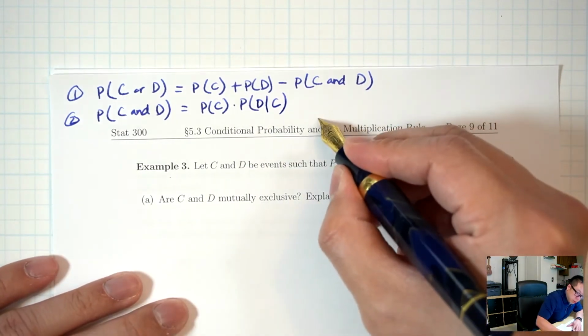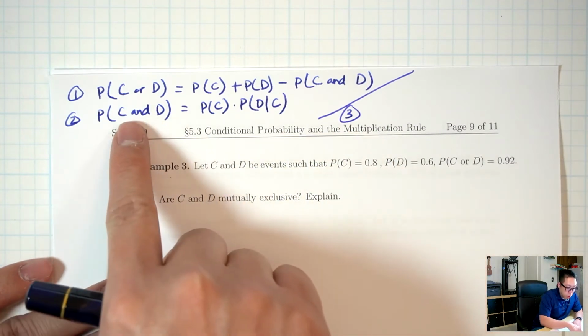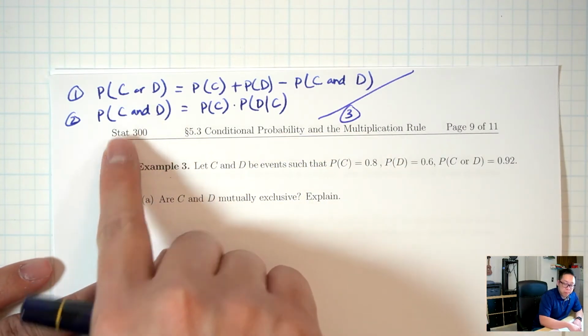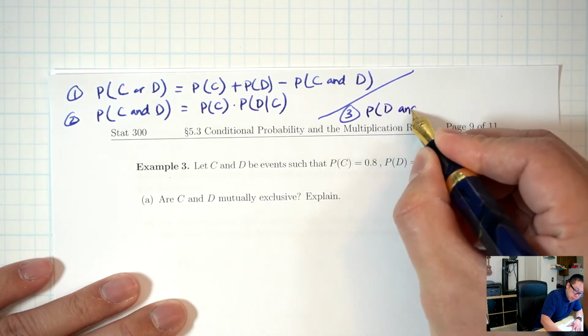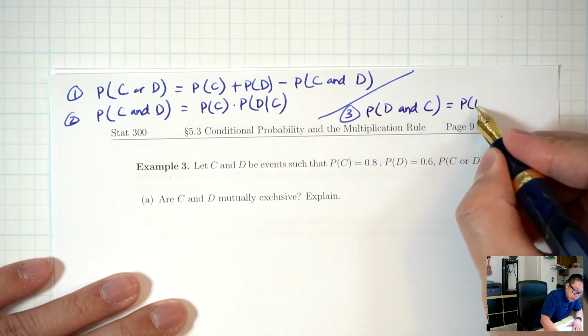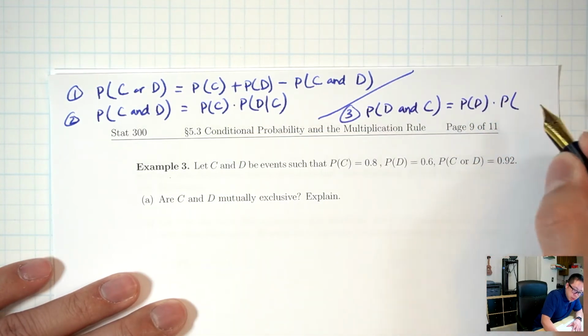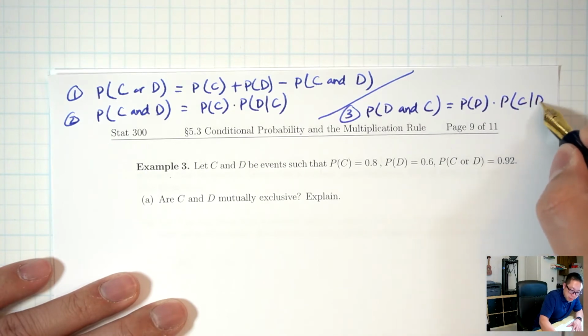And then the third one, you get by just swapping the order of equation 2. So that's going to say probability of D and C equals probability of D times the probability of, it alternates here, so it's D and then C given D.